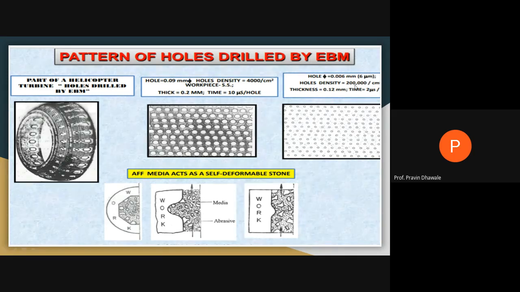Density here, 2 lakhs per centimeter square. Thickness 0.12 mm and time 2 microseconds.